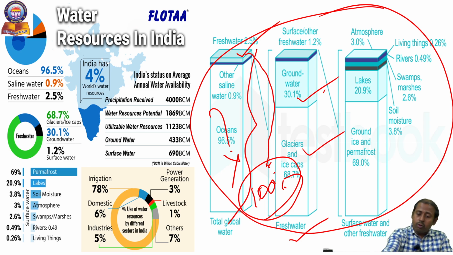So from this 2.5%, when it becomes 100%, glaciers and ice caps are 68%, almost 70% of the water, groundwater is 30%, and the remaining surface water is 1.2%. In olden days, we depended on surface water only, that is rivers. We drank water from those rivers and utilized that water for different purposes.